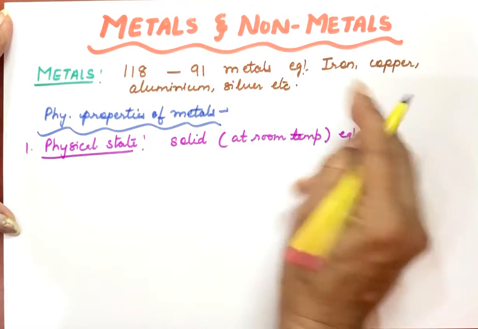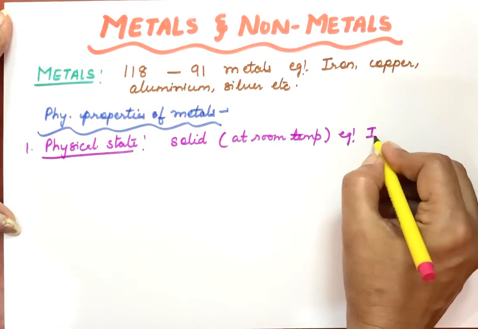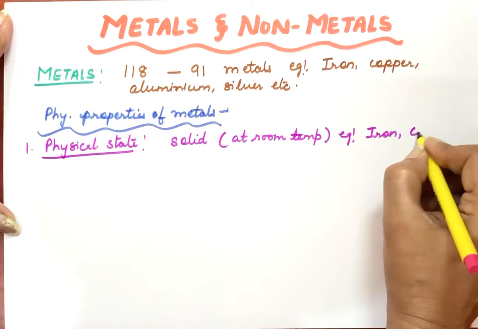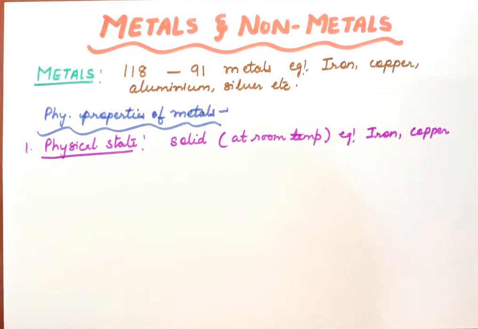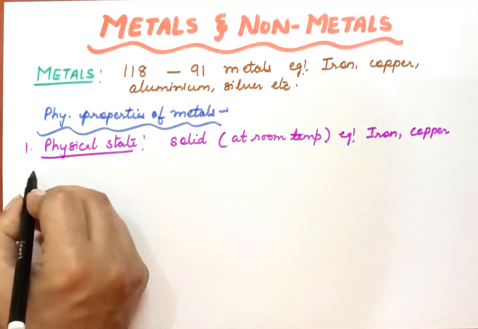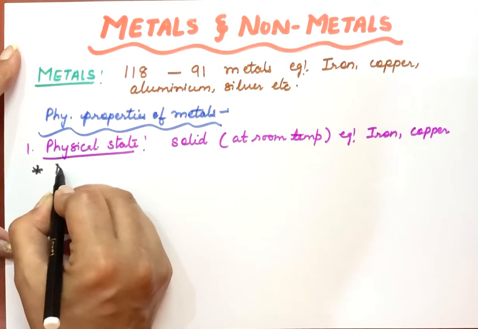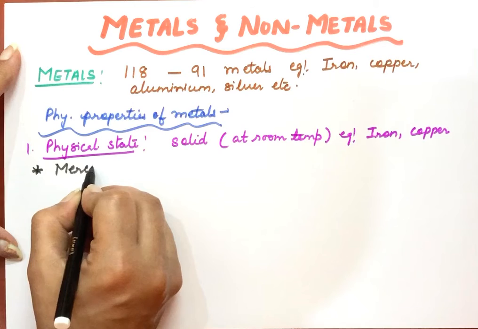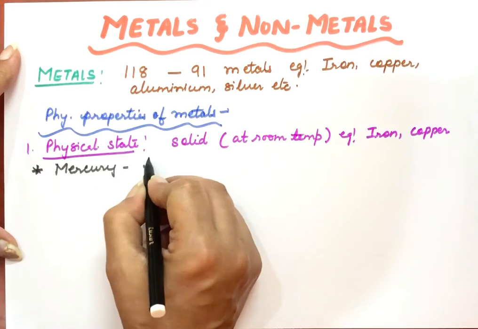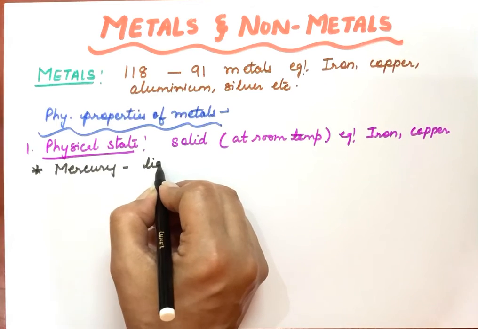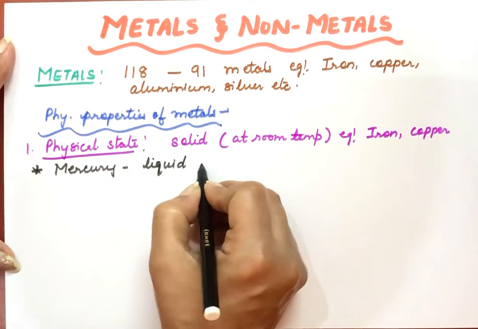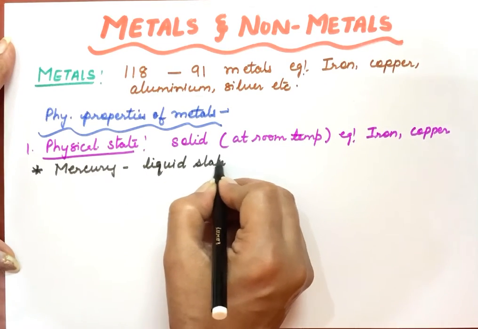Like all these examples that I've written here: iron, copper, all these are in a solid state. But one exception we have here, and that is mercury. This is an exception. It is in a liquid state at room temperature.